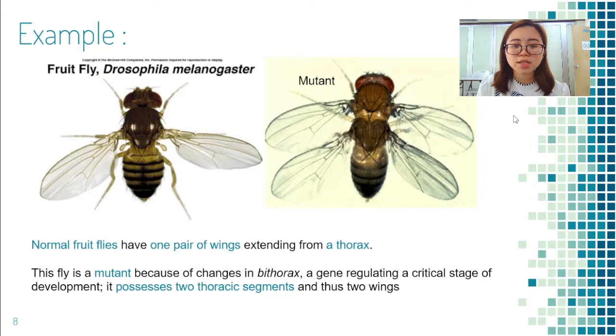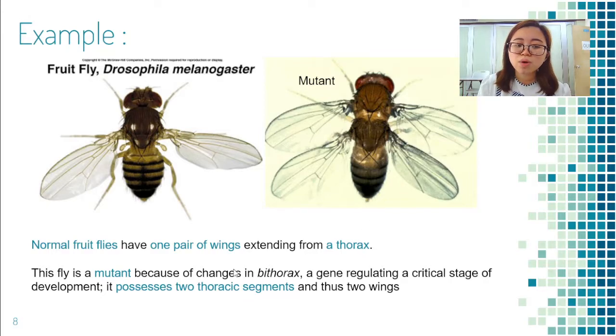So you look at this mutant fly. It has a head, but two thorax. Dua thorax, bithorax, and one abdomen. Setiap thorax dia ada satu pasang sayap. So, lalat mutant ini ada dua pasang sayap. Kenapa dia ada dua pasang sayap? Kenapa dia berbeza dengan original fruit fly?